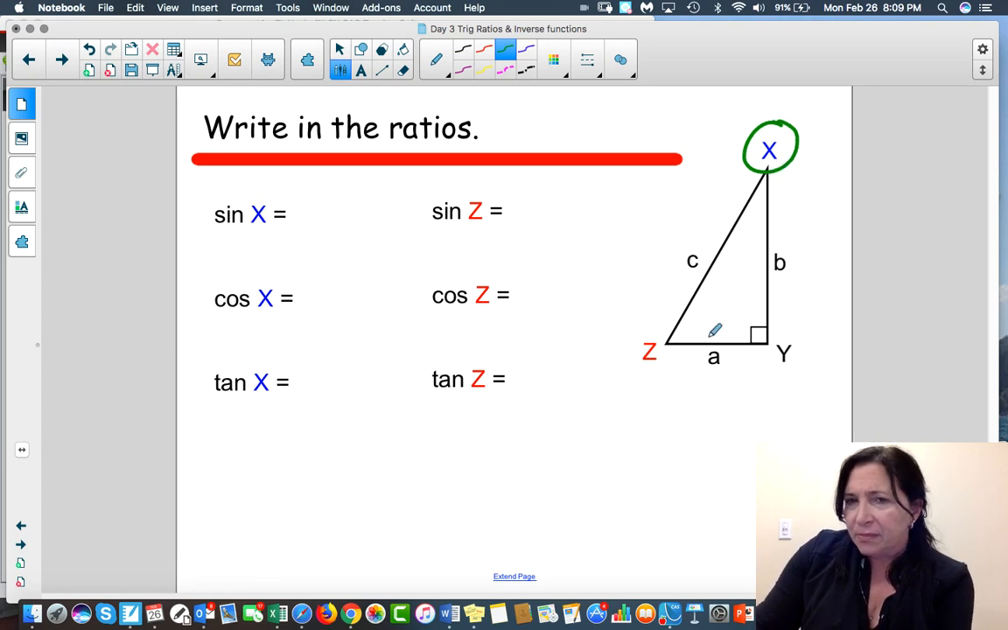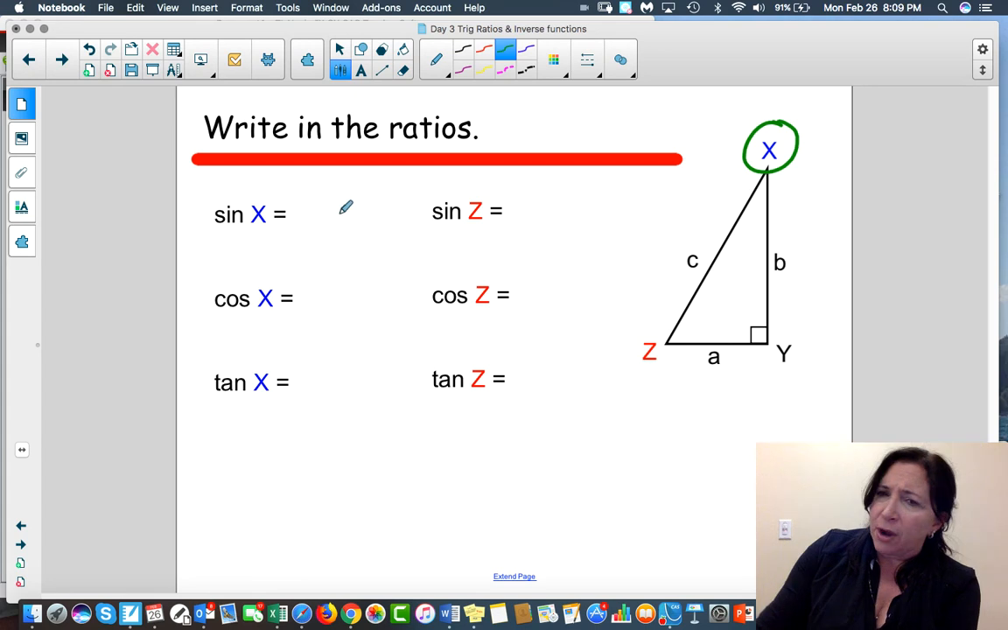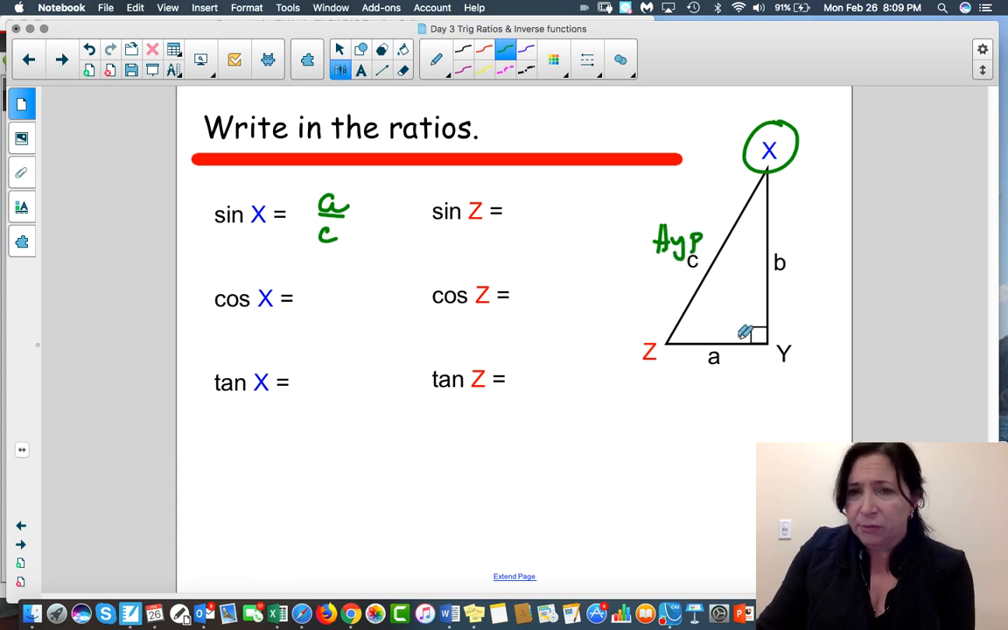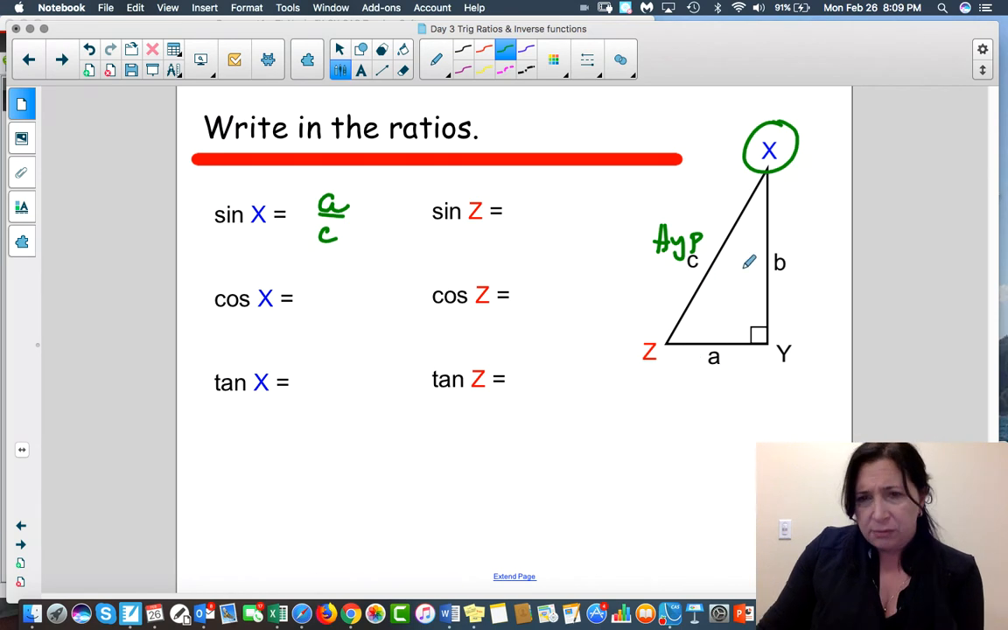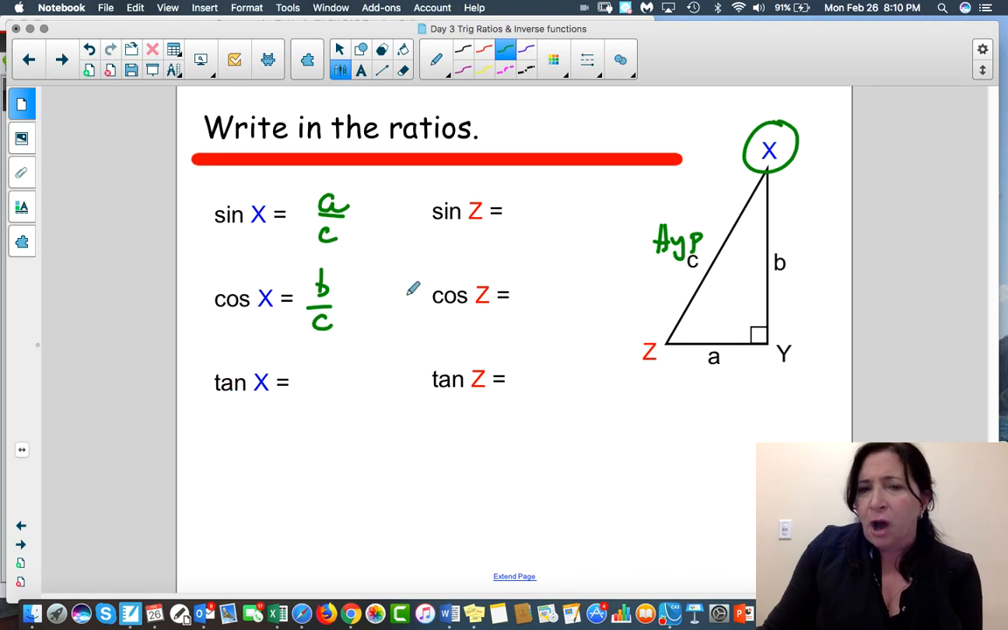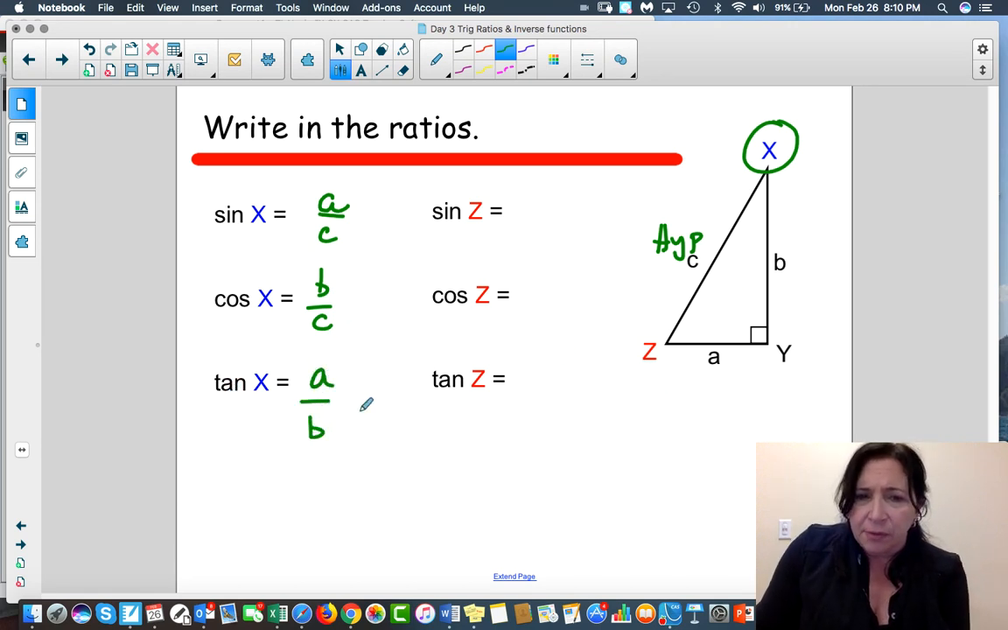Sine is going to be opposite over hypotenuse, so that's going to be A over my hypotenuse, which is C. And if it makes you feel better to put hypotenuse here, go ahead. So that's opposite over hypotenuse, so that's going to be A over C. Cosine of x, so cosine is adjacent over hypotenuse, so that's B over C. And tangent is opposite over adjacent, which is A over B.